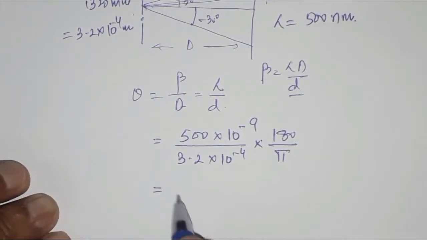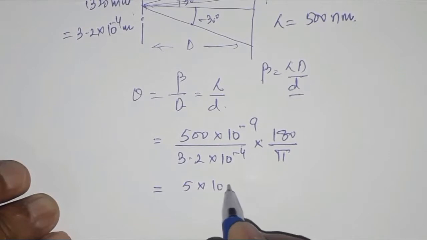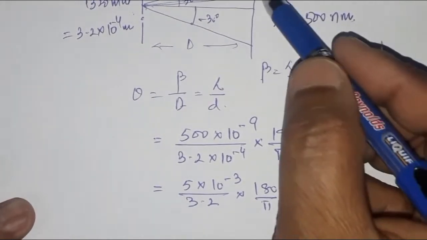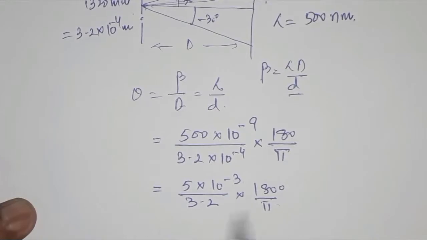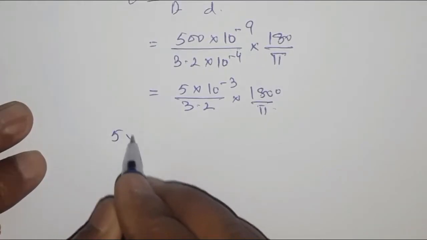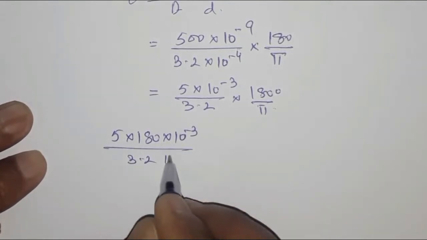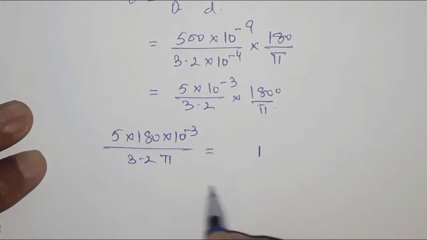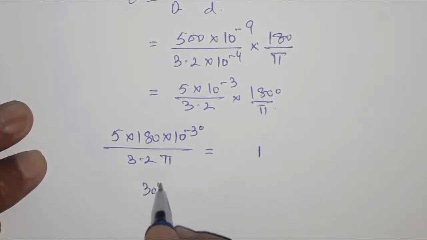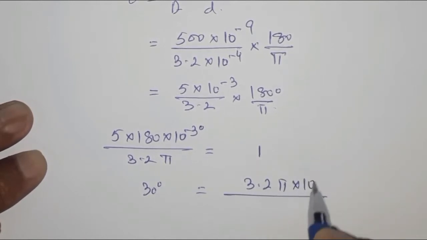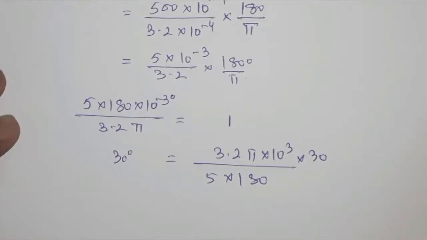So here you get 5 into 10 raised to power minus 3 upon 3.2, into 180 upon pi degree. You have to find between 30 degree. For this much degree, 5 into 180 into 10 raised to power minus 3 upon 3.2 pi, this is equal to 1 fringe. So for 30 degree, this will be 3.2 pi into 10 raised to power 3 upon 5 into 180 into 30. So we can calculate from here.